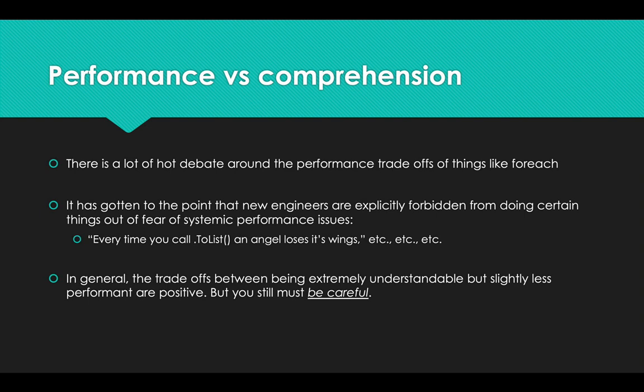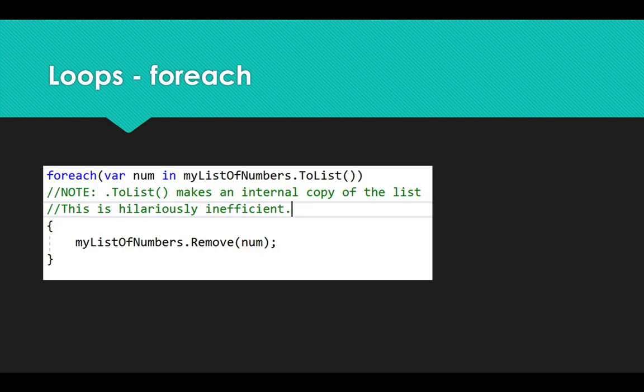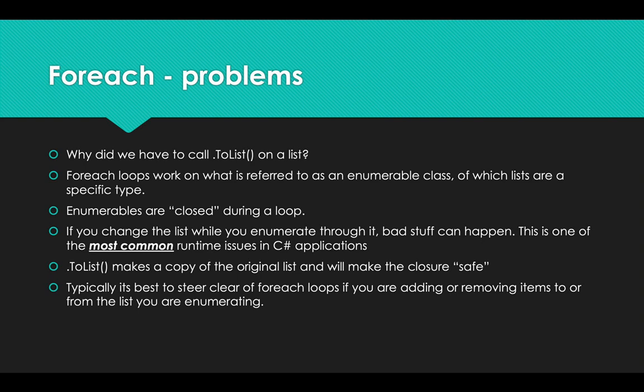But in general, comprehension in a C# application is almost always going to win out over performance. And if performance really was what you were looking for, you would be using something closer to C than C#. So going back to our previous example, we had this kind of hilarious thing where we're calling toList on a variable that leads us to believe that it's already a list. And so the obvious question is, why the heck are we doing that?